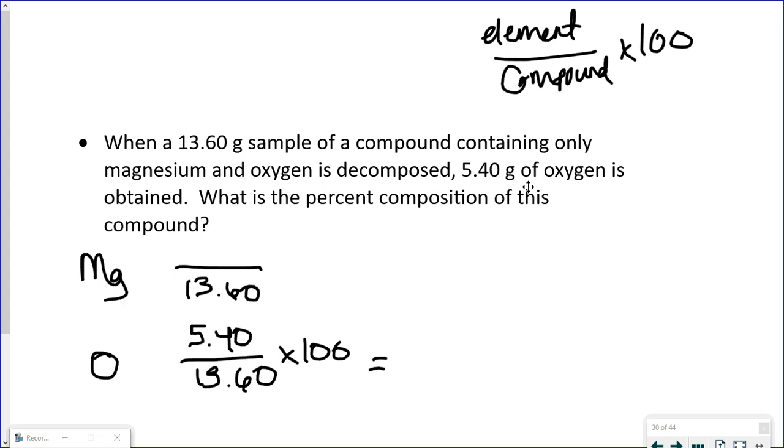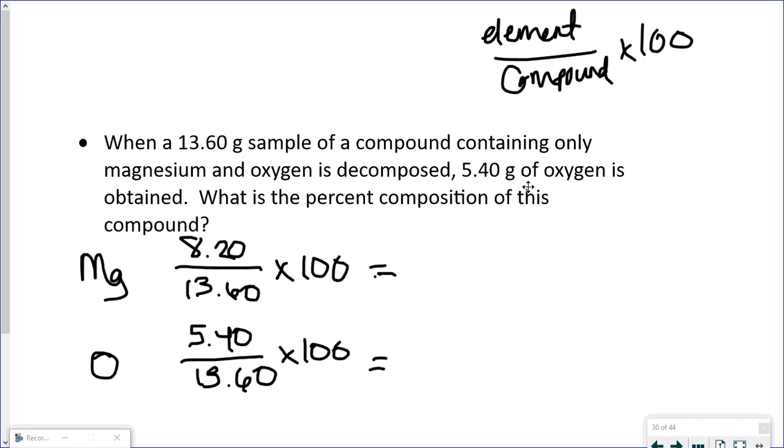However, it did not tell us the mass of magnesium, but it gave us enough information to figure it out, because if the compound mass is 13.60 and 5.4 of that is oxygen, if you subtract them, you know that 8.20 is the magnesium. So if it doesn't give you the masses of everything, you can simply subtract them to find what's missing. So now we know all of our information for both substances.